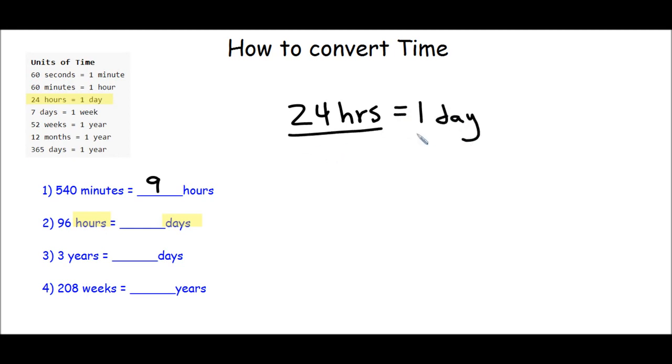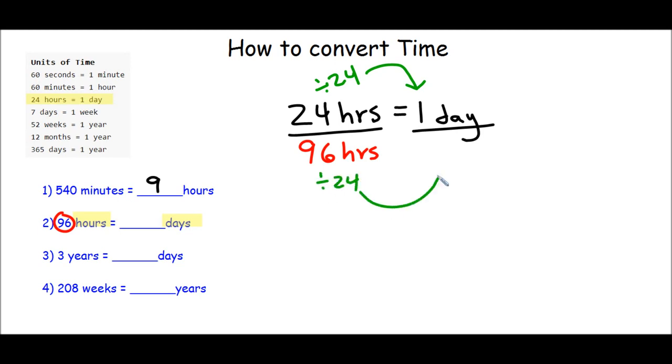I'm going to draw my line under those and plug in what I know from the problem. I know 96 hours, so I'll go ahead and plug in 96 here. And now I ask myself, what happened to the 24 to turn into a 1? Well, I know it went down, so that means I divided. And any number divided by itself gives me 1. And what I do to the top, I must do to the bottom. So this divided by 24 will give me my answer. Let's go ahead and do that on the right-hand side here.